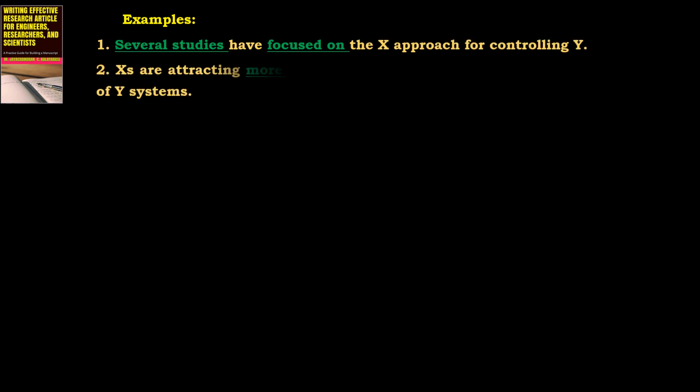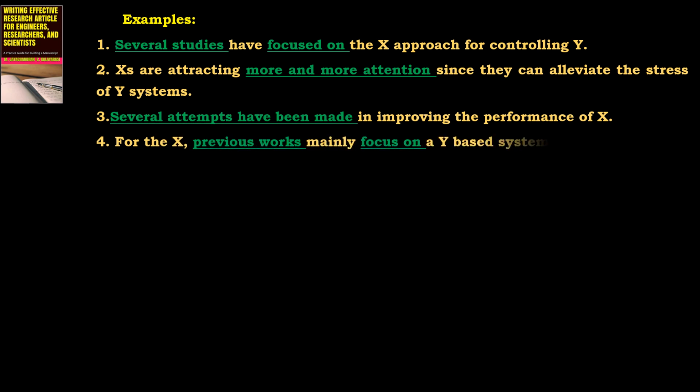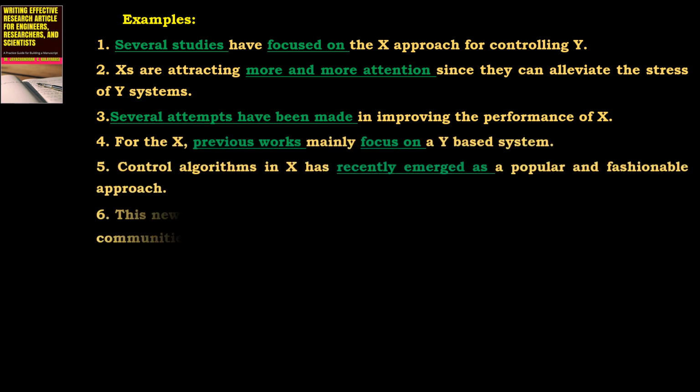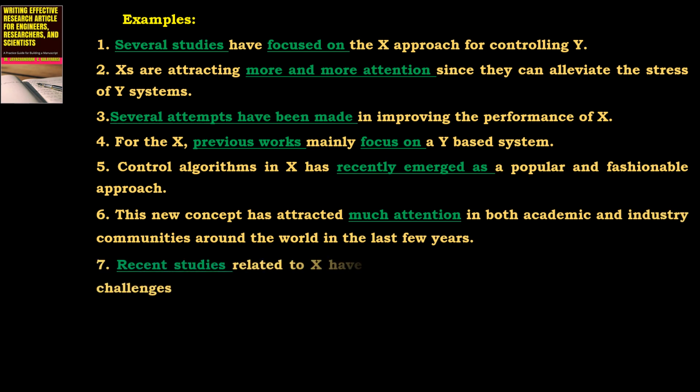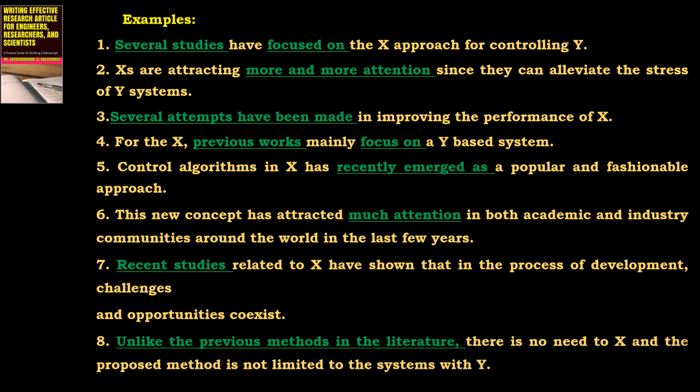Let us look at some examples where the keywords that represent recent advancements are highlighted in green. 1. Several studies have focused on the X approach for controlling Y. 2. X's are attracting more and more attention since they can alleviate the stress of Y systems. 3. Several attempts have been made in improving the performance of X. 4. For the X, previous works mainly focus on a Y-based system. 5. Control algorithms in X have recently emerged as a popular and fashionable approach.